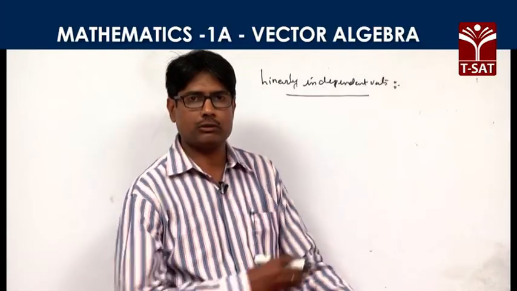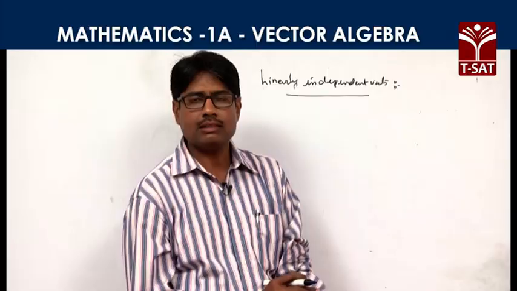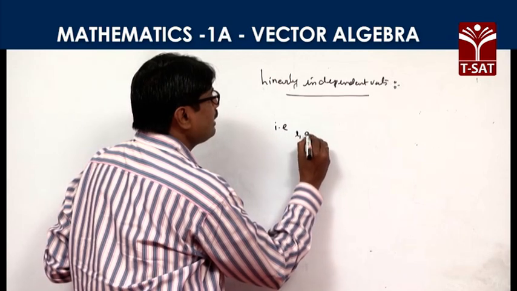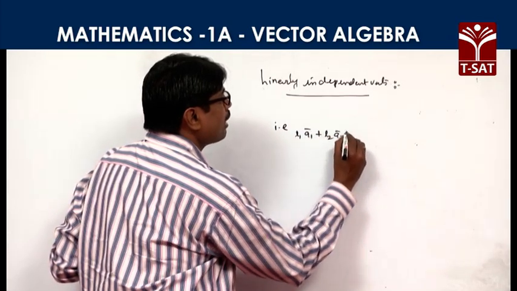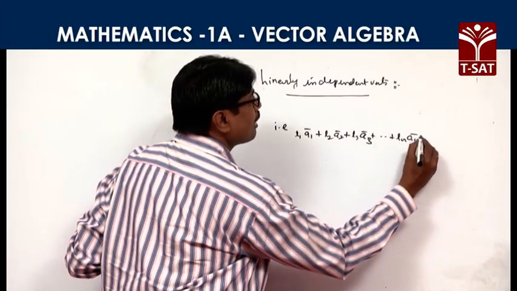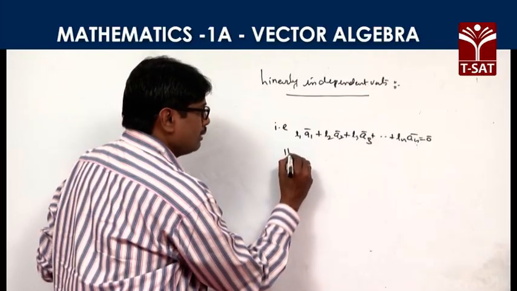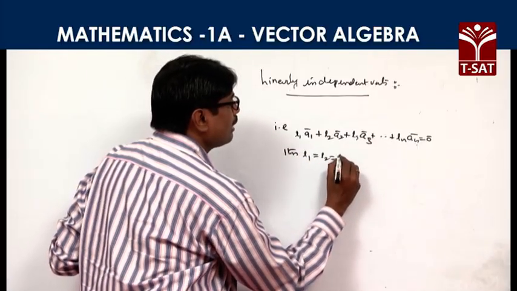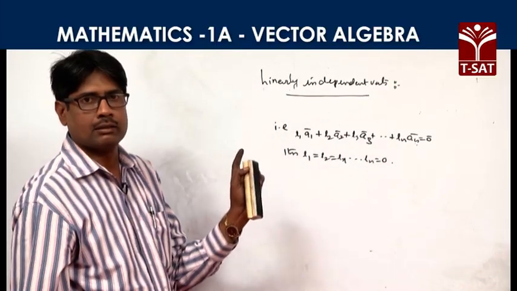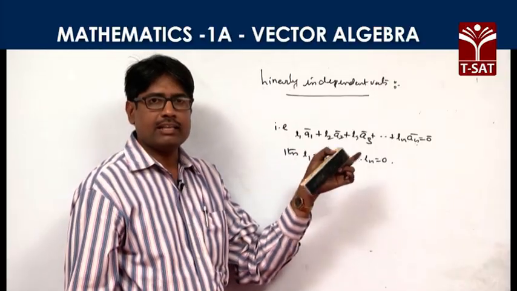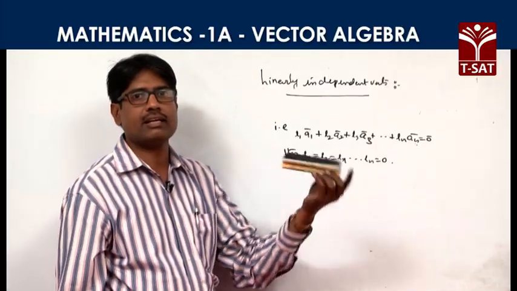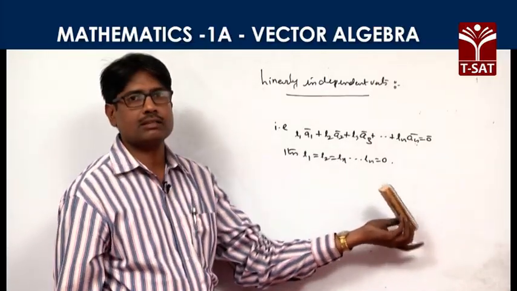A set of vectors are said to be linearly independent if their linear combination, that is L1 into A1 bar plus L2 into A2 bar plus L3 into A3 bar and so on up to Ln into An bar is equal to 0 bar, and L1, L2, up to Ln together are all equal to 0. Then they are called linearly independent. So, all the vectors are either linearly dependent vectors or linearly independent vectors. All non-parallel vectors are linearly independent. All non-coplanar vectors are linearly independent.